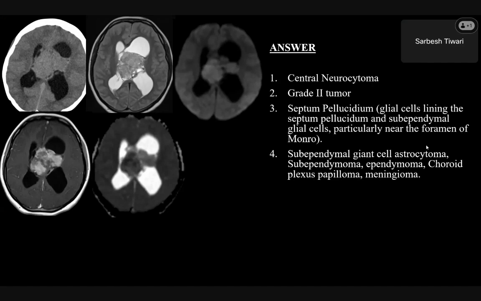And what are the differential diagnoses in this particular case? SEGA, you have already told. Subependymoma, you have told. Ependymomas, choroid plexus papilloma, and meningioma. So all of these differentials, and METs, I can also consider METs in the differential, though they are rare to be intraventricular. Okay, excellent. So everyone has done very, very good for this particular case.